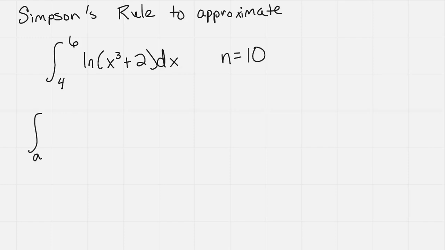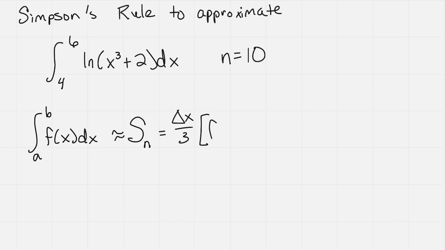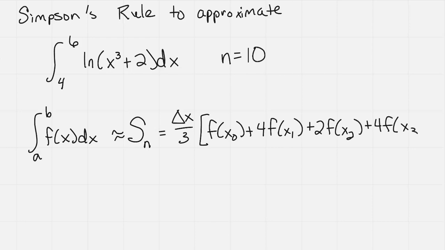It's the integral from a to b of f of x dx, which is approximately equal to, we're going to denote it capital S sub n, which is equal to the formula delta x over 3 bracket f of x sub 0 plus 4 times f of x sub 1 plus 2 times f of x sub 2 plus 4 times f of x sub 3. So we're seeing a pattern here. It alternates between 4 and 2 and 4 and 2.